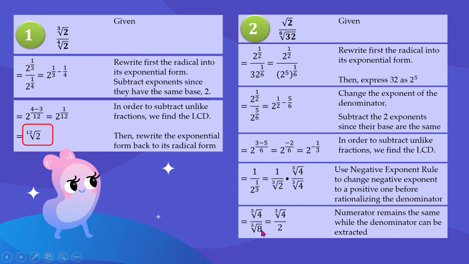8 is a perfect cube, which is 2 cube, 2 times 2 times 2. So if we rewrite 8 as 2 cube, the exponent 3 and the index 3 cancel, and the 2 comes out. In other words, the cube root of 8 is 2 since 8 is a perfect cube. So that serves as our final answer.